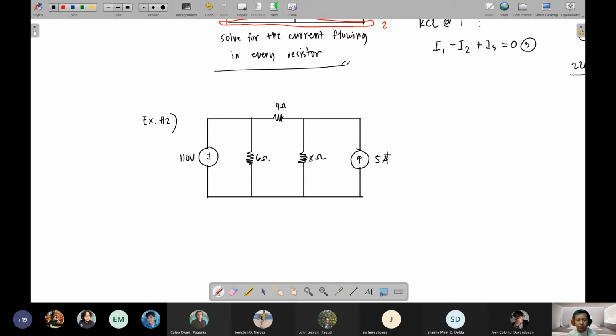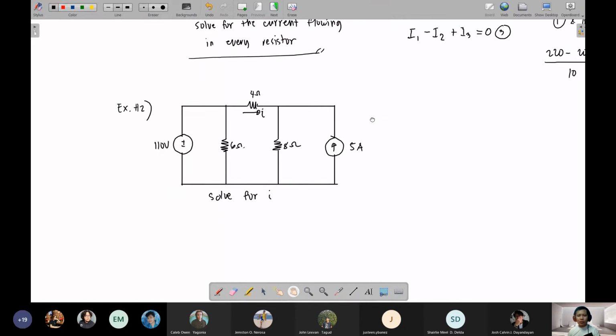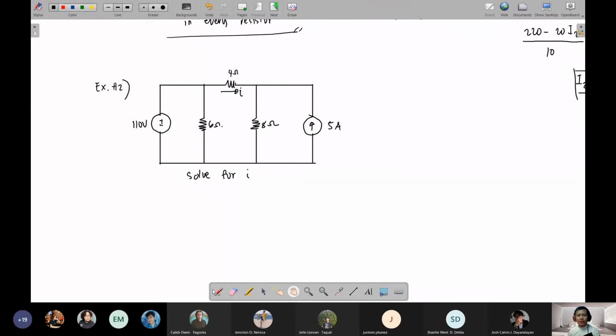Now the question. Let's say you have current I here, and the question is to solve for I. Let's apply Kirchhoff's Law. Step number 1: assign current in every resistor. The 4 ohm resistor already has an assigned current, so you don't have to worry about that one.